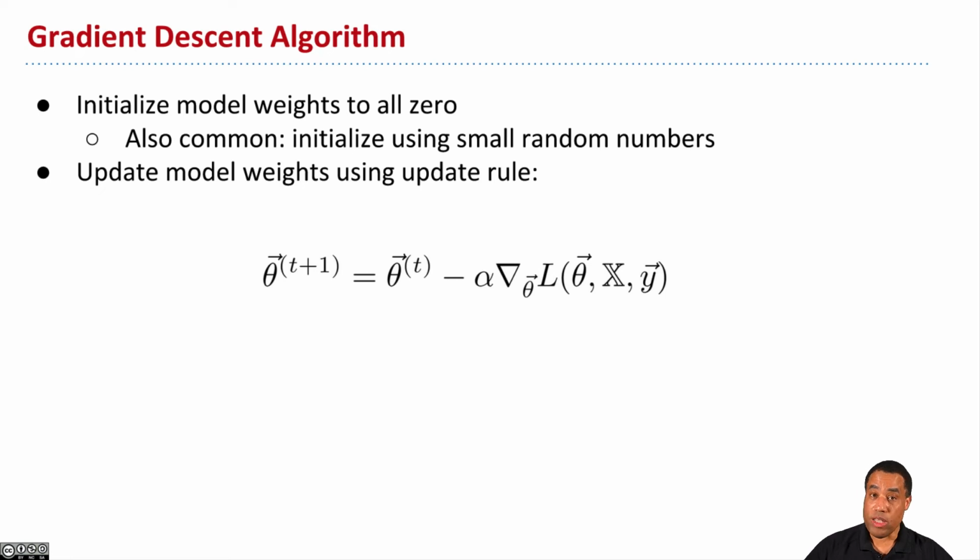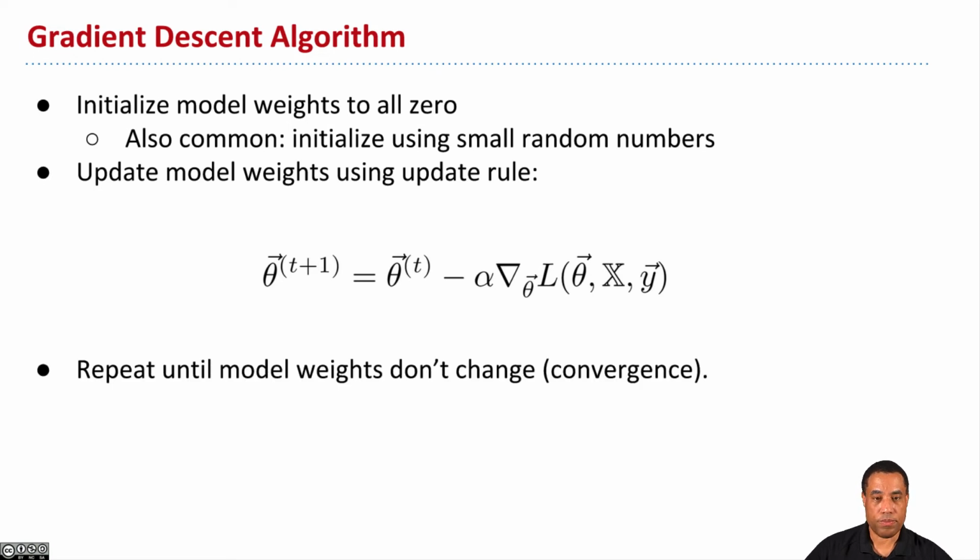And then we're going to update the model weights using our update rule. So our next value of theta is our current value of theta minus the learning rate times our gradient of the loss with respect to the thetas. So we just repeat this process until the model weights don't change. We reach convergence.